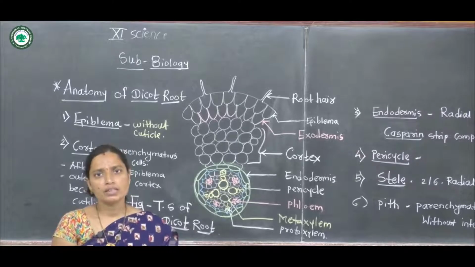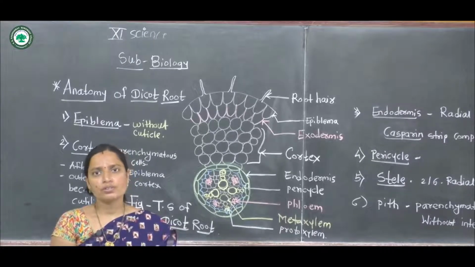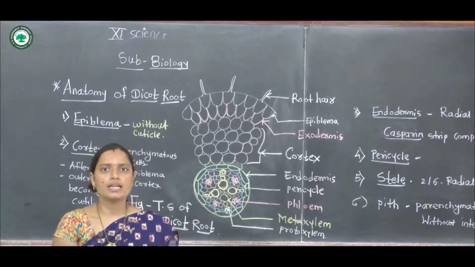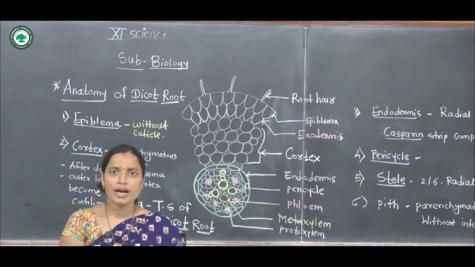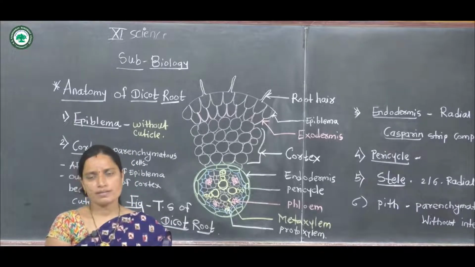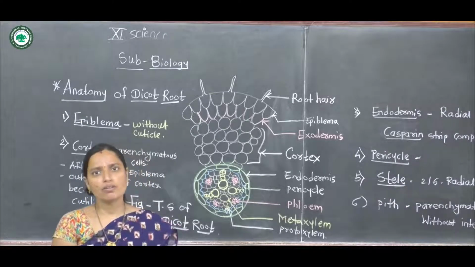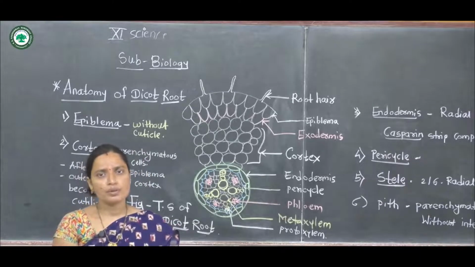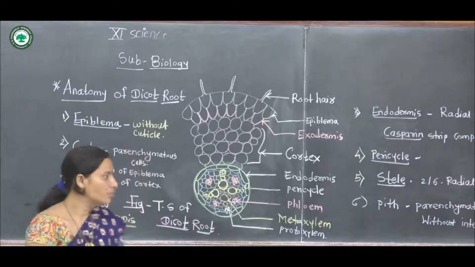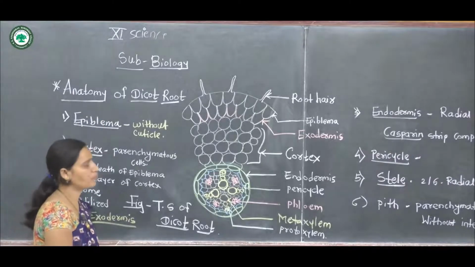And we will study the first point, the internal structure of the root, with the transverse section of a dicot root. You know the two types of plants, dicots and monocots. Monocot plants have a single cotyledon and dicot plants have two cotyledons. In this video, we will discuss the structure of the dicot root.